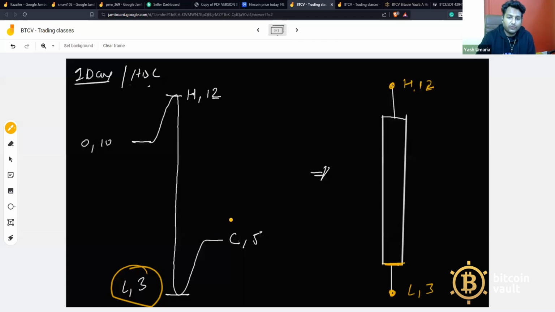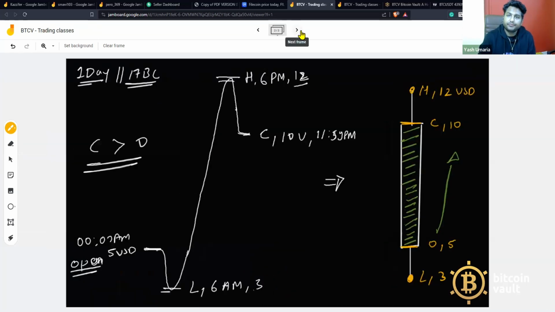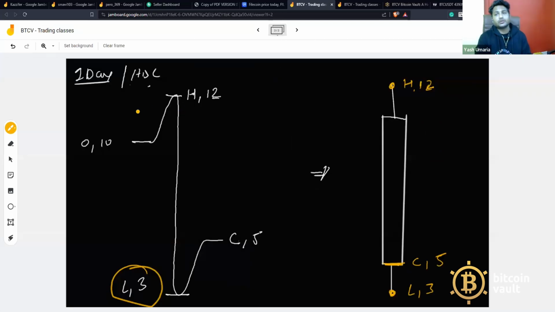So in this case, what we have here, close to the low is a close, right? It usually has a close around 5 USD, and the market opens, as I said in the previous section, right here. Whatever data is close to the high generally goes at the top of the body. So we have open here, and this is 10 USD.